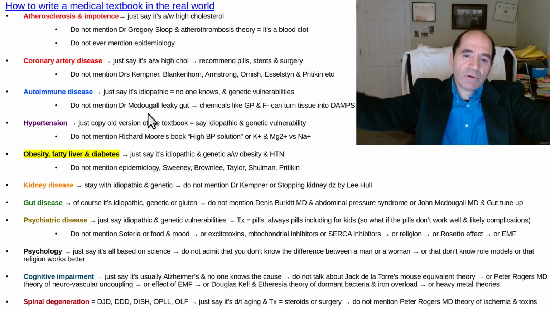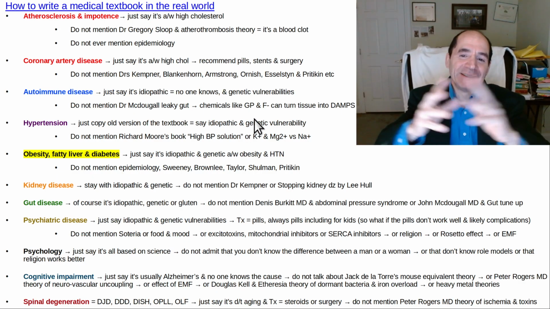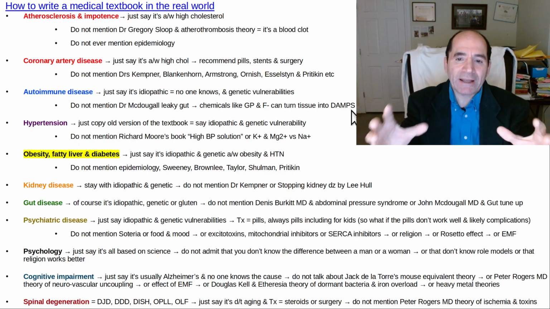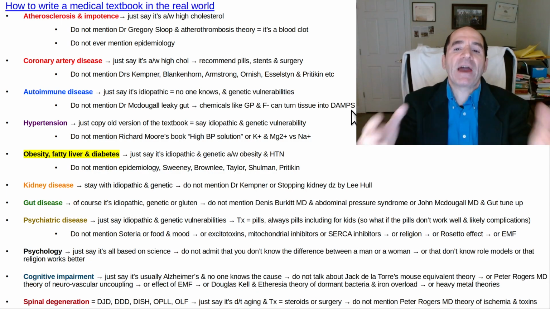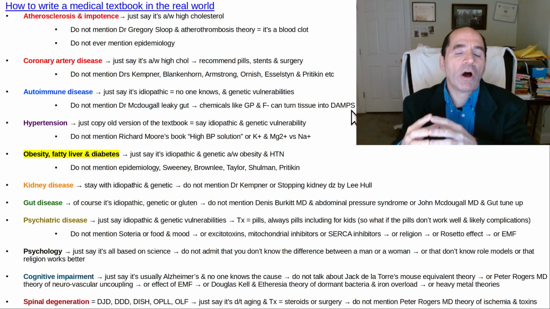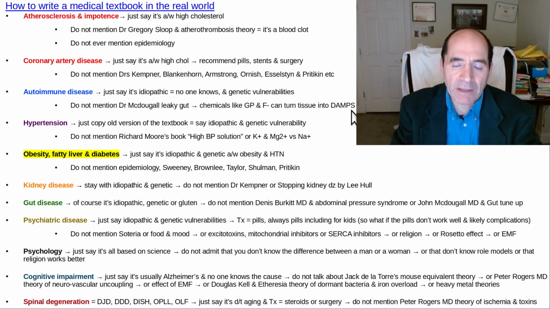Don't mention Dr. McDougall having all this list of testimonials of patients cured. Don't mention leaky gut, the most important cause. Don't mention toxic chemicals like GP and F- that can damage tissue. And when the tissue is damaged, it can be turned into DAMPs, damage-associated molecular patterns. Okay, and your immune system recognizes, let's say, infections. Those are called PAMPs, pathogen-associated molecular patterns. And damaged tissue can also confuse the immune system. First of all, the immune system has to clean it up, but it can also confuse it into thinking that it's something like a PAMP, you know, and cause an autoimmune reaction to it.